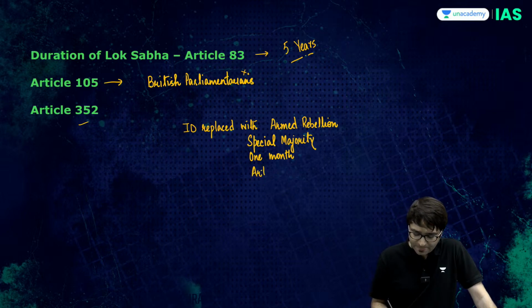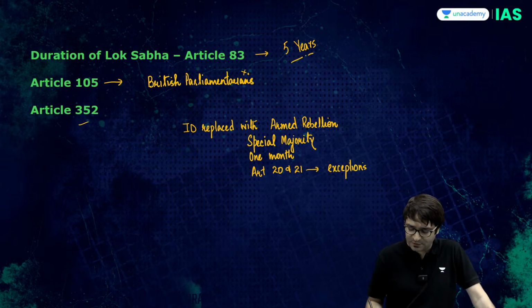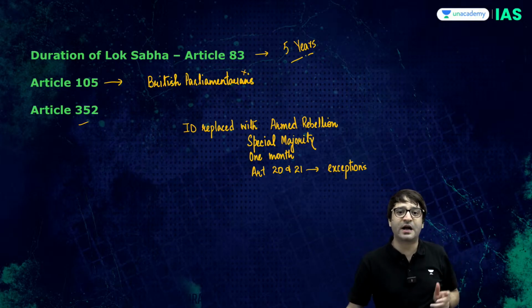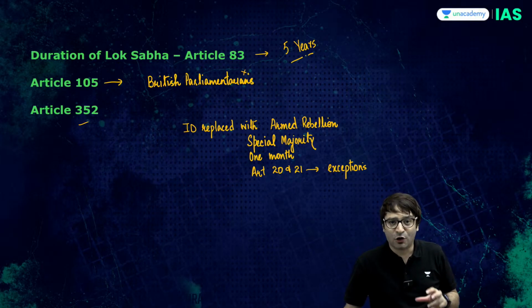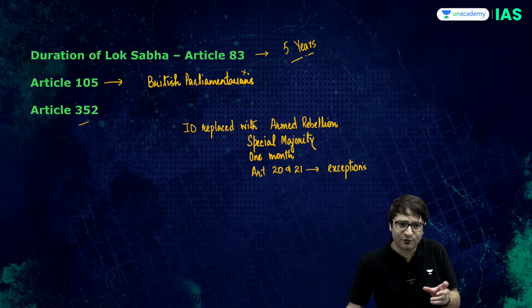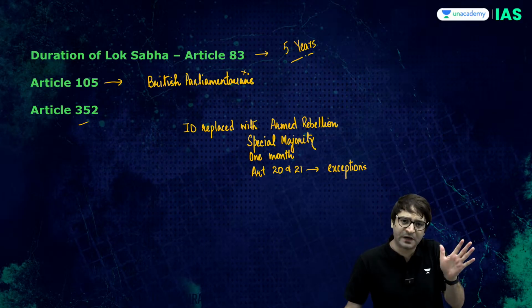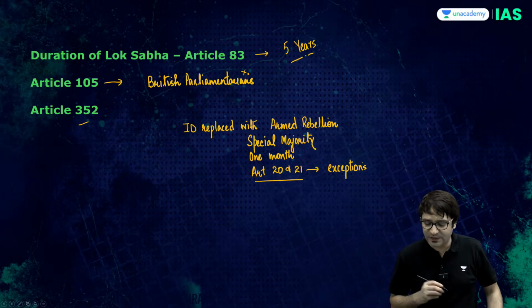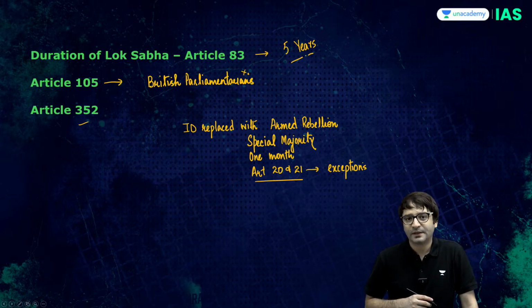Article 20 and 21 were exceptions. Exceptions in the sense, during national emergency, one by one, all fundamental rights could have been suspended, or the enforcement of these fundamental rights could have been suspended. But now the 44th Amendment said, yes, all fundamental rights, their enforcement could be suspended except Article 20 and 21.